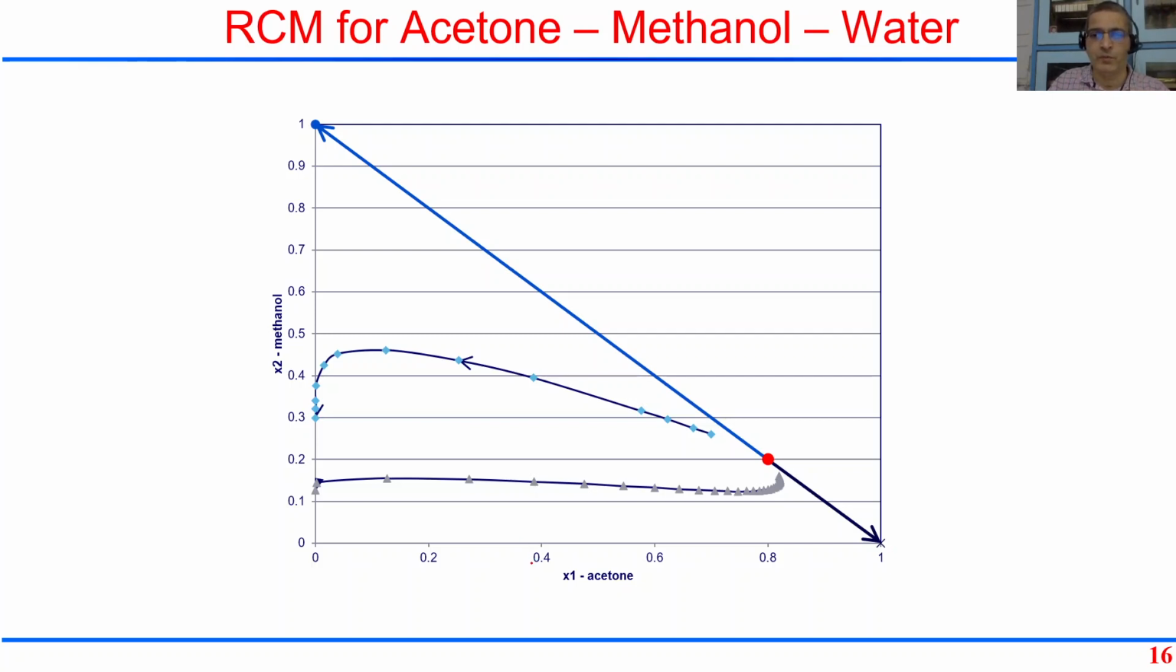So the x-axis is the mole fraction of acetone. This vertex corresponds to pure acetone. The y-axis is the mole fraction of methanol. So this corresponds to pure methanol. And the origin, of course, now corresponds to zero acetone, zero methanol. That means pure water. So suppose I start with this composition, maybe something like 0.7 acetone, maybe 0.28 methanol. The residue compositions will go along this curve.